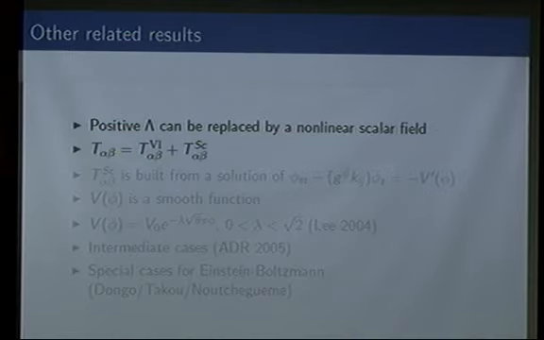What this means is that we now replace the energy momentum tensor of the Vlasov field by a sum of two parts. We have a Vlasov part, which looks as it looked before, and we have another piece which is built out of a scalar field. And the scalar field is a solution of a nonlinear wave equation, which looks as follows.